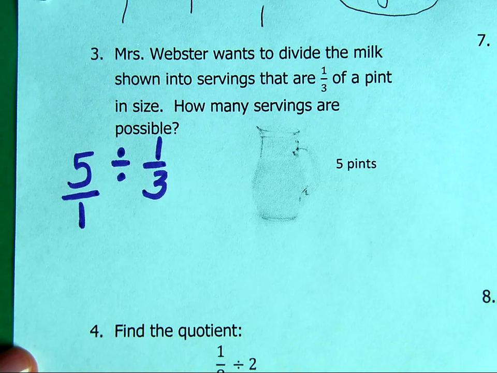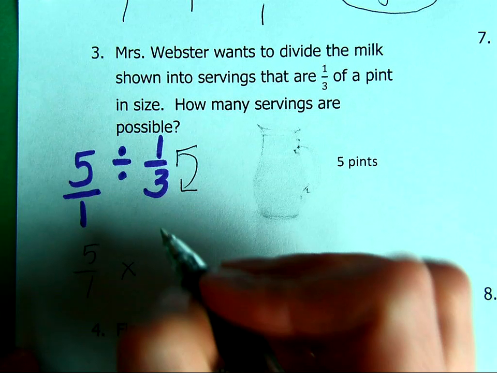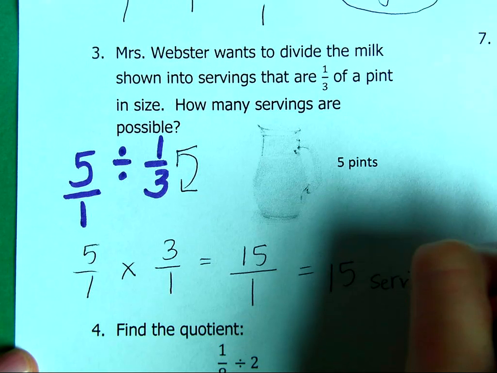I have 5 over 1, and I'm going to multiply by the reciprocal fraction of 1/3, which would be 3 over 1. 5 times 3 equals 15. 1 times 1 equals 1. I know that 15 divided by 1 equals 15 whole. So there will be 15 servings possible.